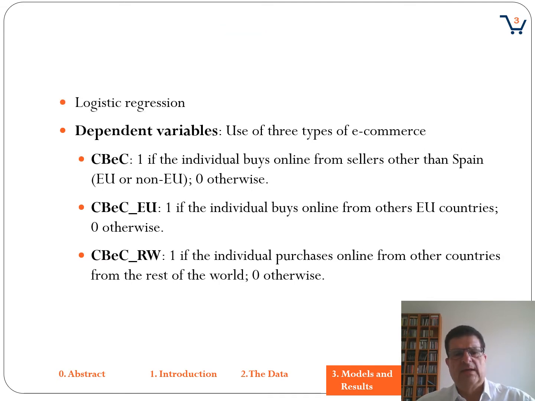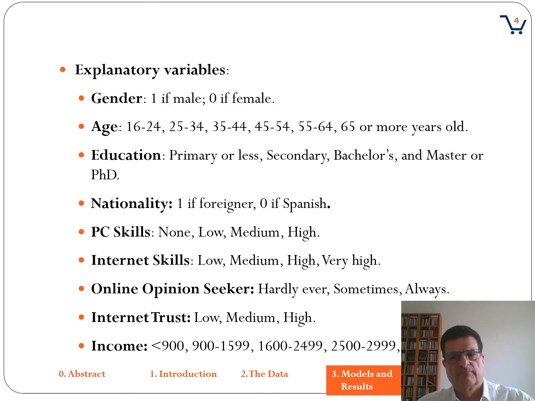Then we apply logistic regression. We write a logistic regression model, which is similar to the linear regression model, but just with a non-linearity. And then what we do is concentrate on defining each of the three dependent variables that I have talked about already: cross-border e-commerce, cross-border e-commerce to the EU, and cross-border e-commerce to and from the rest of the world. And those would be binary values.